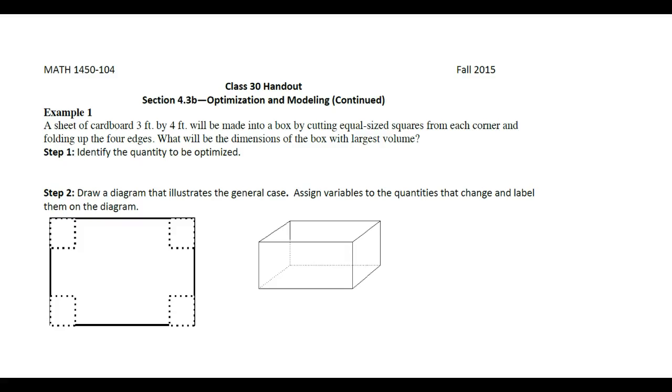All right, we're going to go over 4.3b, optimization and modeling. And by optimization, we're trying to maximize or minimize something, right? And to do that, we very well need that first derivative. So let's look at this example.